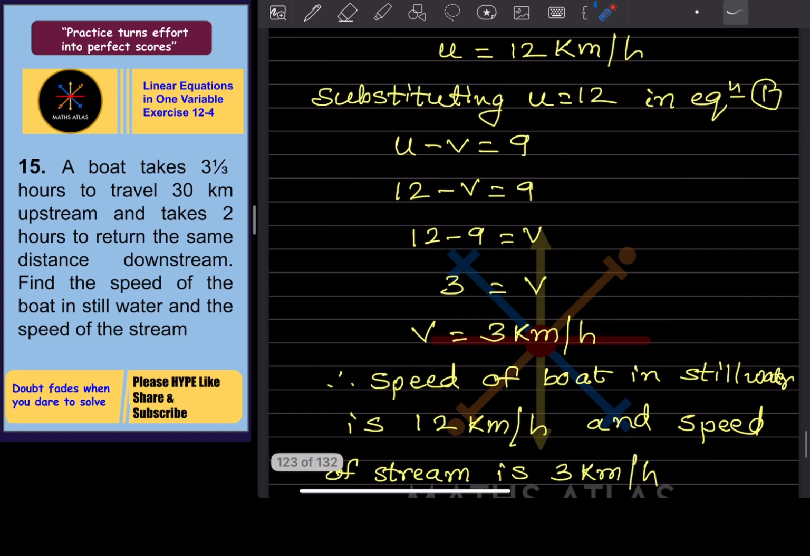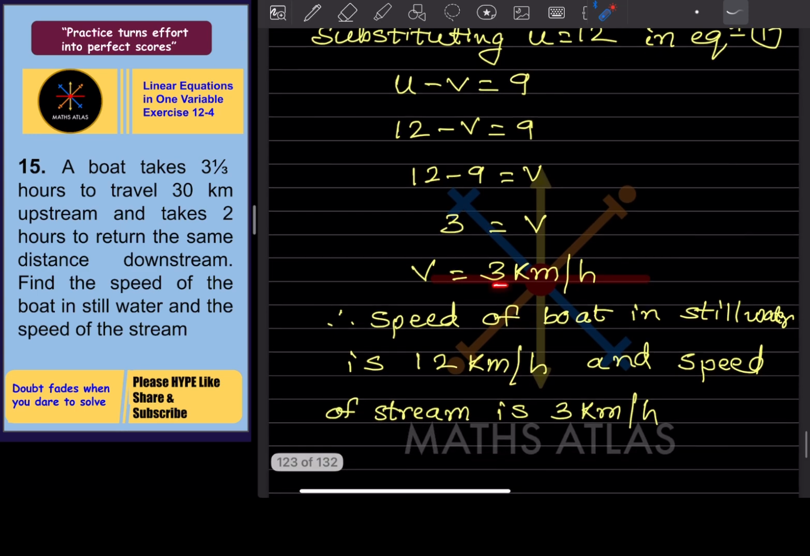So we can say the speed of the boat in still water is 12 kilometers per hour, and the speed of the stream is 3 kilometers per hour.